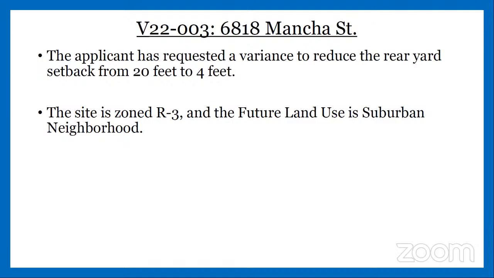Future land use is suburban neighborhood, and the applicant actually has a gazebo that was a gift in honor of her late husband who has passed away. And the gazebo is already in her backyard, and it's significantly past the minimum setback. As you can tell, she wants to reduce it from 20 feet to 4 feet.